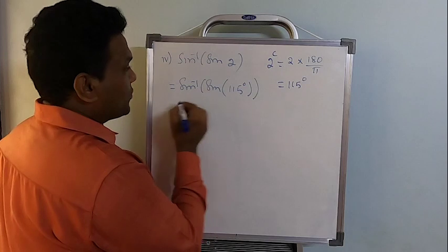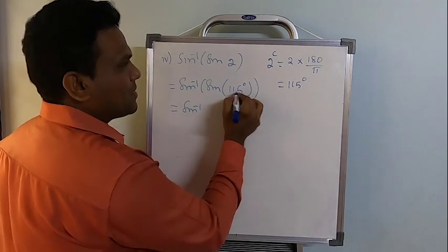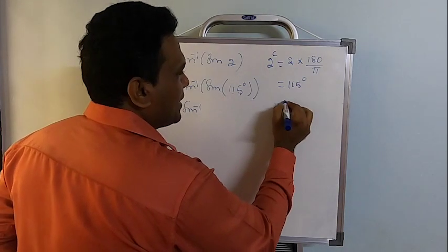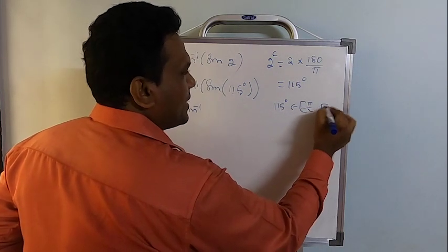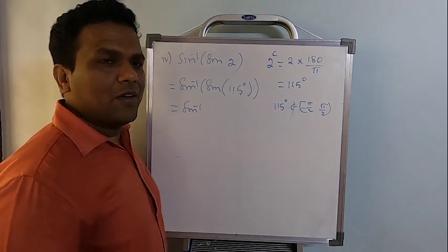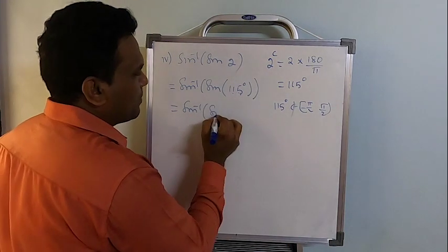Right. Now what is 115 degrees actually? This is not an angle. 115 degrees is not an angle between minus 90 to plus 90. Correct, right? It's not an angle. Now to reduce it, I'm going to simplify it further.